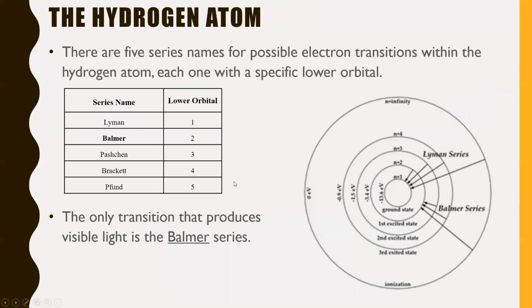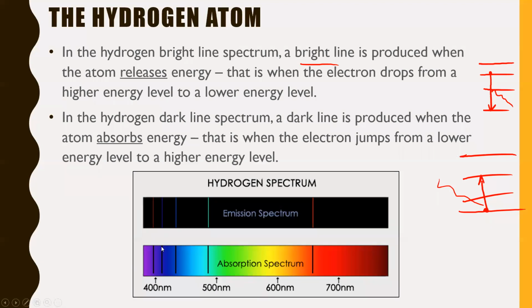Moving on. All right, this is too much information as well. You don't need to know this. There's 5 series names for possible electron transitions within a hydrogen atom: Lyman, Balmer, Paschen, Brackett, and Pfund, I think. You don't need to know them, but the only one that's really notable is Balmer, the one that was named after the guy who figured most of this out. It's the only transition that produces visible light, right? So the Balmer series, that second lowest orbital, that's the one that's actually producing those visible light rays that we're seeing within a hydrogen spectrum like this one right here. So Balmer series are responsible for these. You don't need to know much about that.